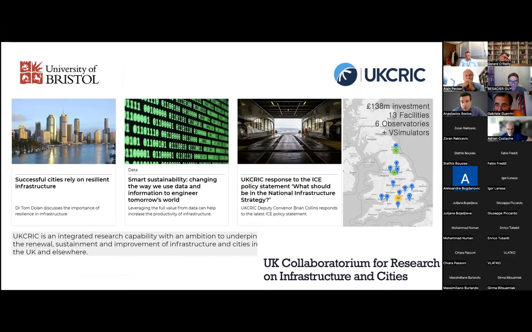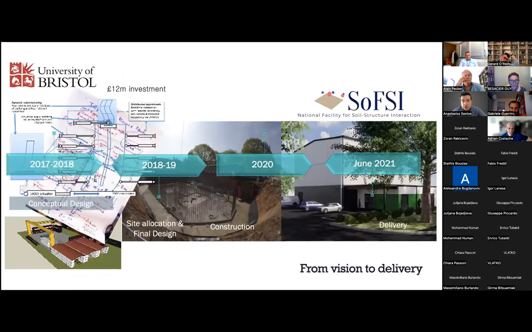The new laboratory, the national facility of soil structure interaction of the United Kingdom, is now hosted in Bristol. It's part of a 140 million investment of the government during the last 5 years in developing 13 research infrastructures across the country. It basically started to be designed and constructed 4 years ago, something that I'm going to show you in a while, because this is hosting, in fact, 2 or 3 of the tests that we offer.